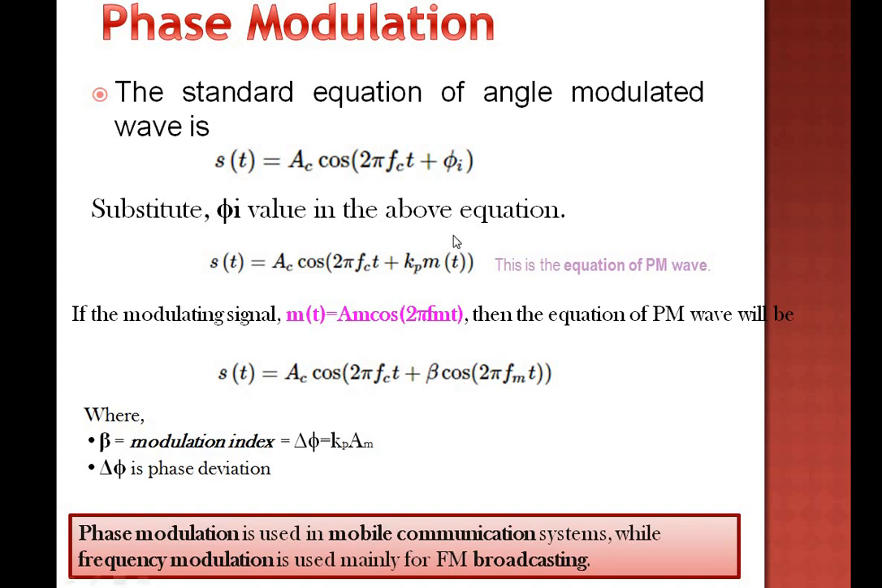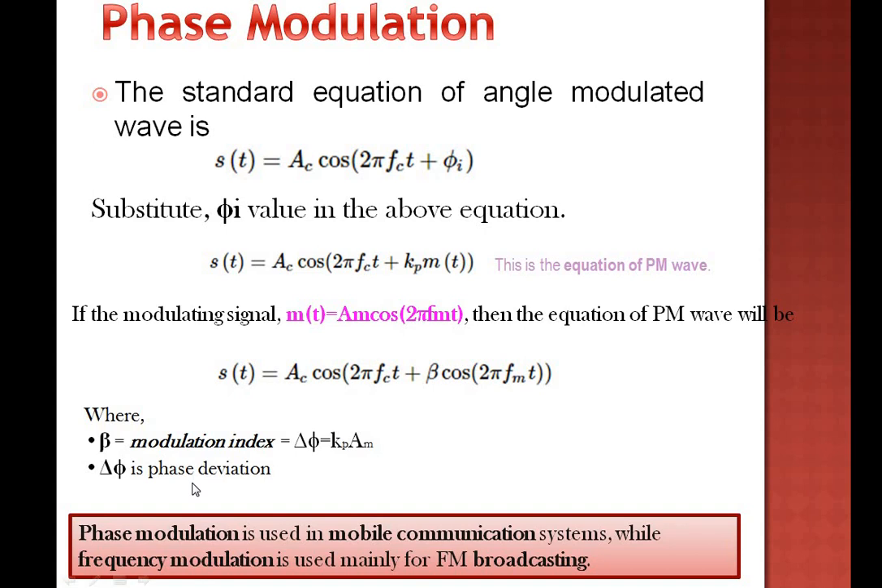Now you substitute the modulating signal m of t. What is m of t, the message signal? Am into cos 2 pi fmt. Substitute that in the above equation. What is the phase modulated wave equation? You will be getting S of t is equals to Ac cos 2 pi fct plus Kp into Am into cos 2 pi fmt. I will substitute Kp into Am as beta. Beta is nothing but your modulation index. In angle modulation, beta gives the modulation index, the depth of the modulation. Clear?